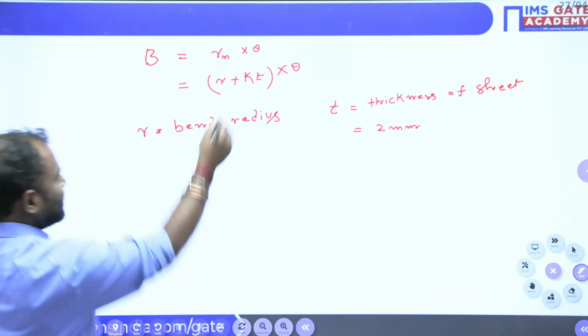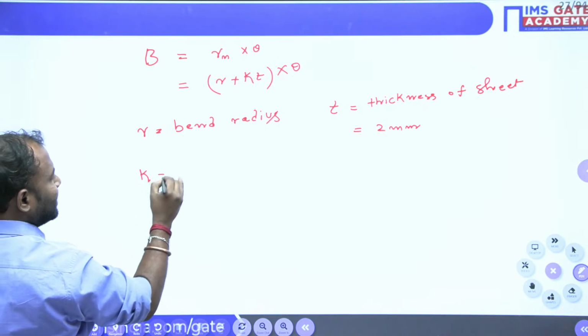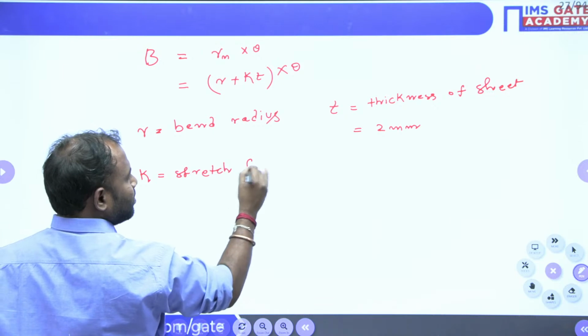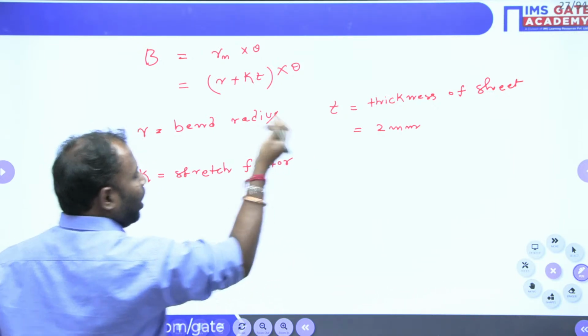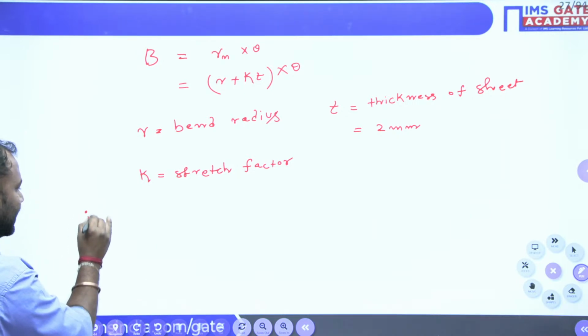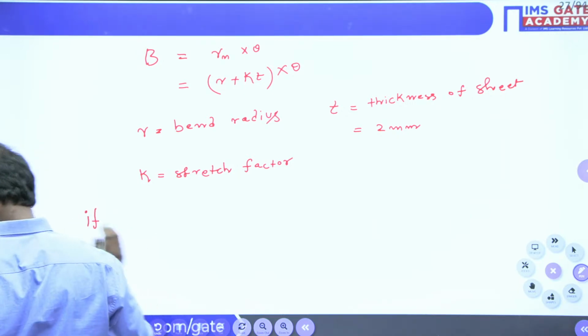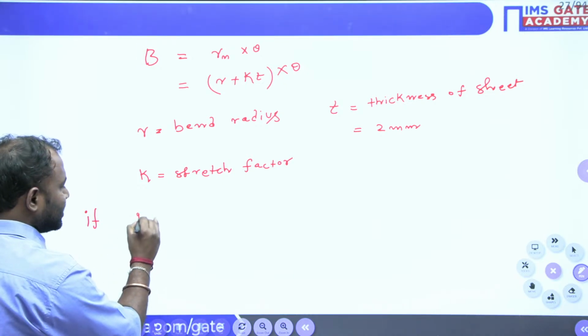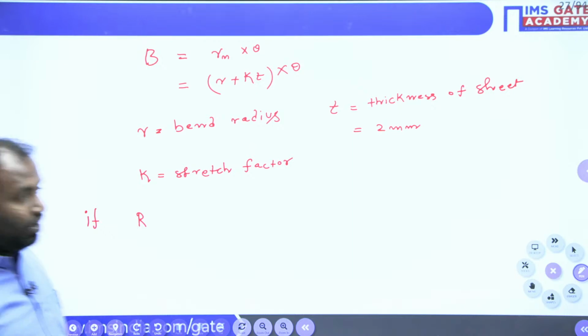Now K is the stretch factor. How can we decide the stretch factor? Let me solve this. If r is equal to, sorry, small r we have taken, no?